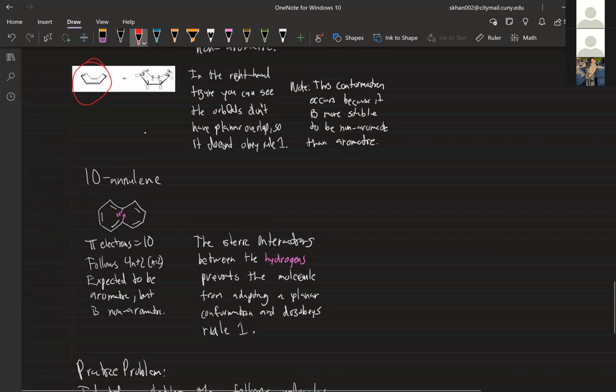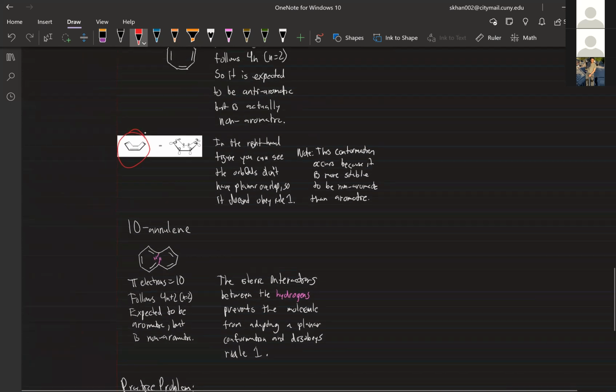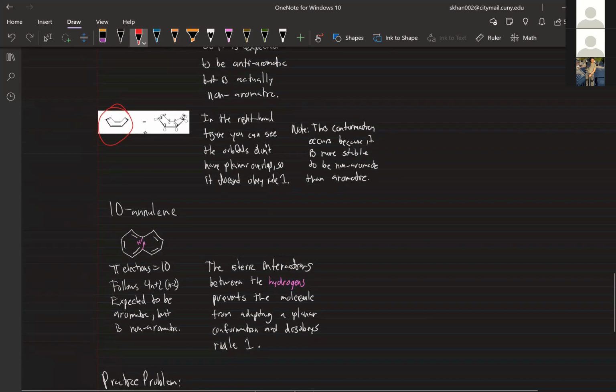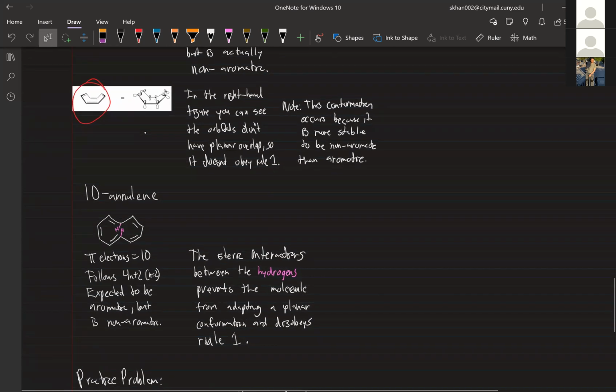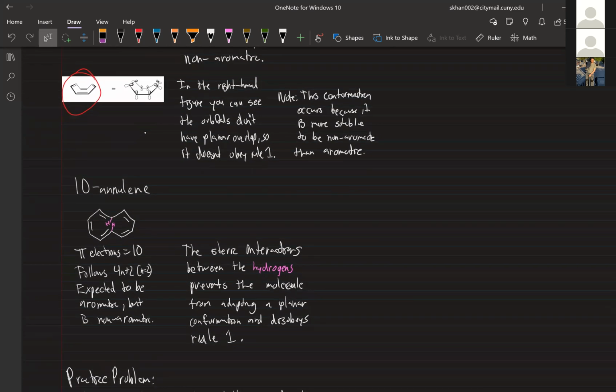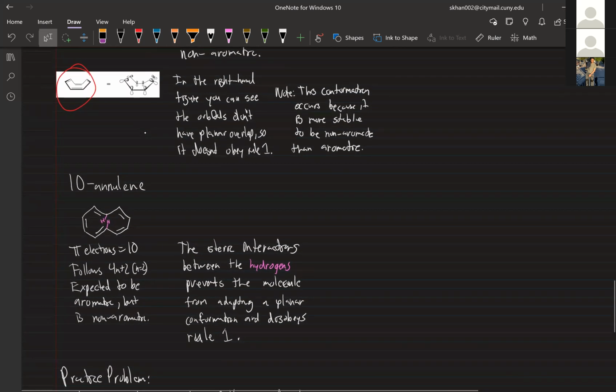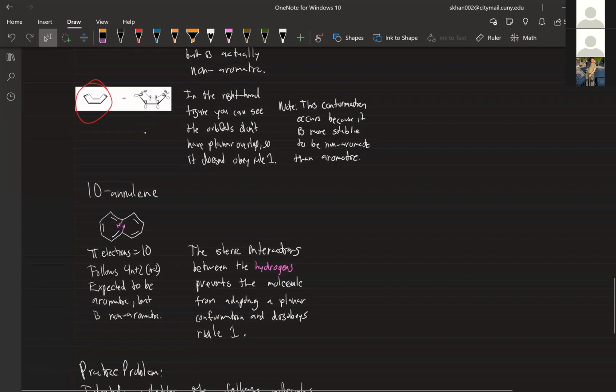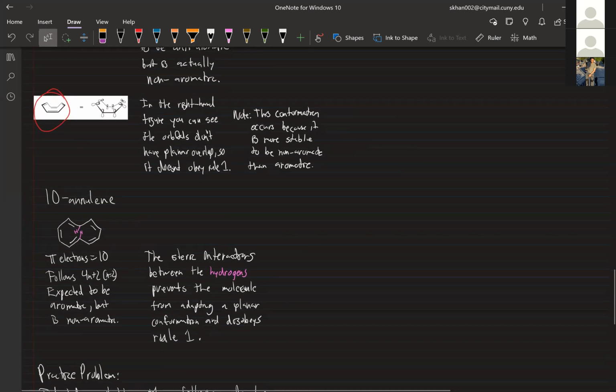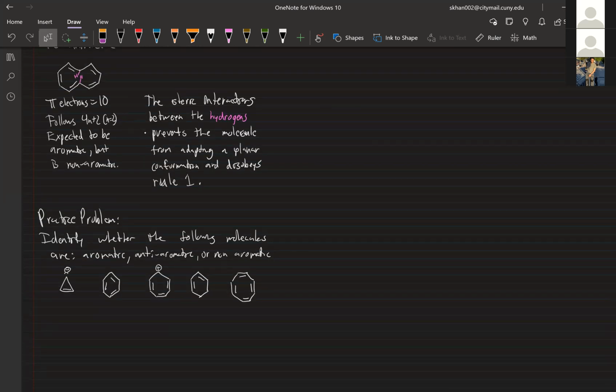So these are the only 2 exceptions you need to know: 8 annulene and 10 annulene. Because of conformations, they become not planar and disobey rule 1. Therefore, they're non-aromatic, despite looking anti-aromatic or aromatic. Okay.